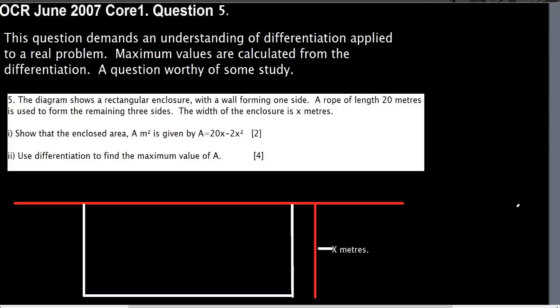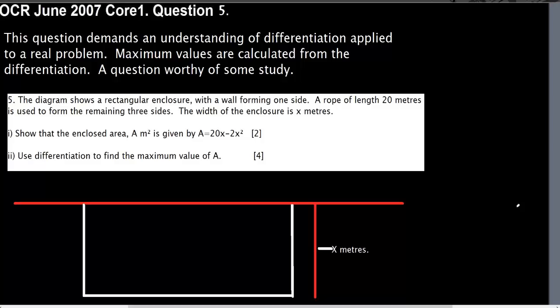It's question 5. It's a differentiation question. It's based on a problem where you have to calculate maximum values and work out the maximum area of an enclosed space. So, just look at the question. It's a question worth spending some time on because this kind of question comes up quite regularly.